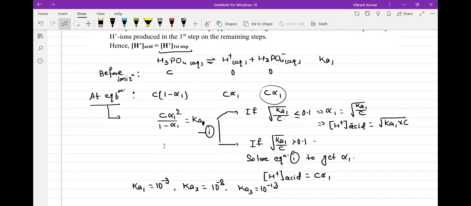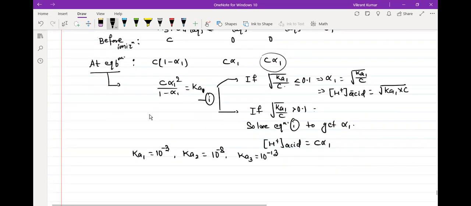But if I ask you calculate the concentration of H2PO4 minus, calculate the concentration of HPO4 2 minus, calculate the concentration of PO4 3 minus, then we need to do some calculation. So I'll be talking about calculation of anions.